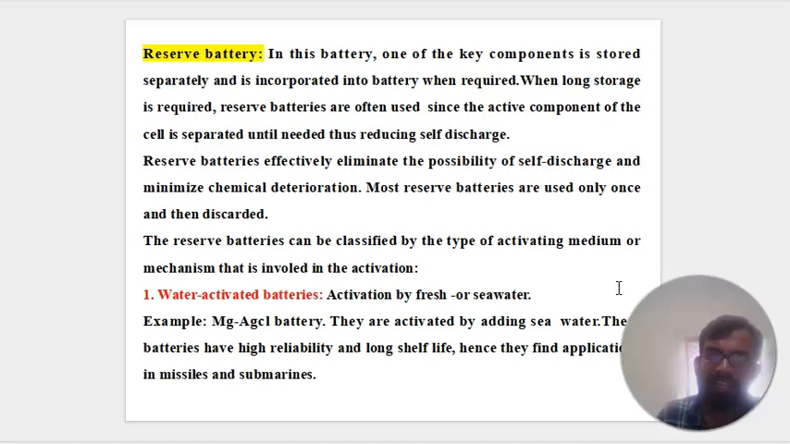So the water activated batteries are activated by fresh water or seawater. Example, magnesium and silver chloride batteries. They are activated by adding seawater. These batteries have high reliability and long shelf life. Hence they find application in missile and submarine.